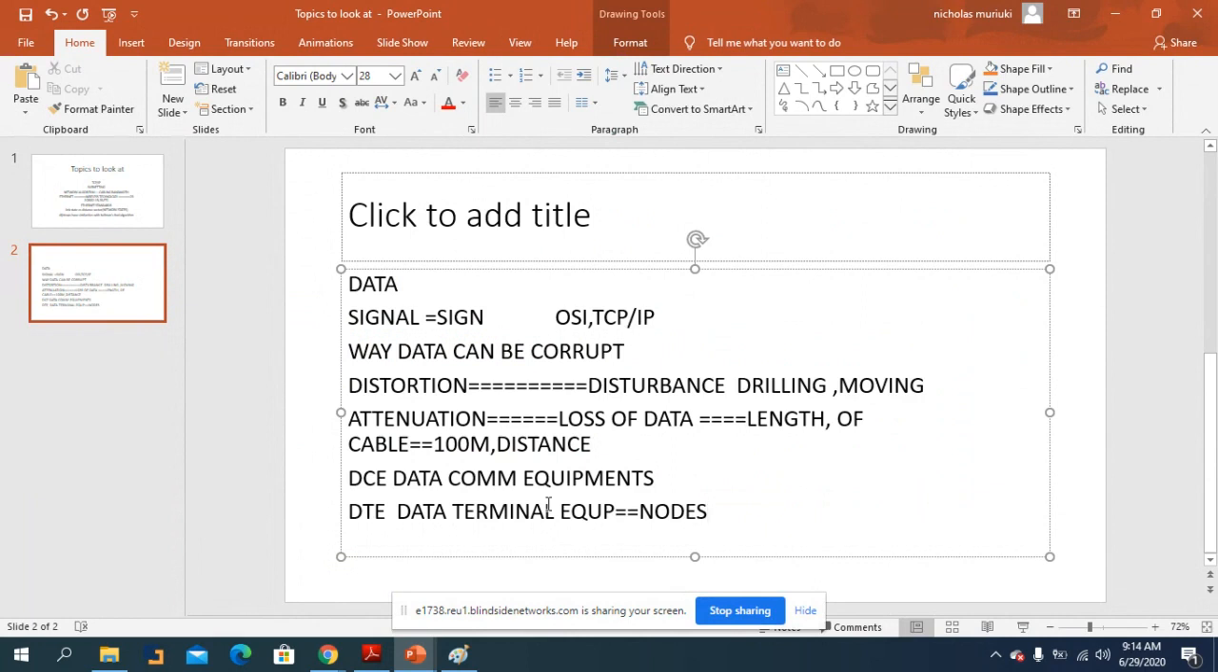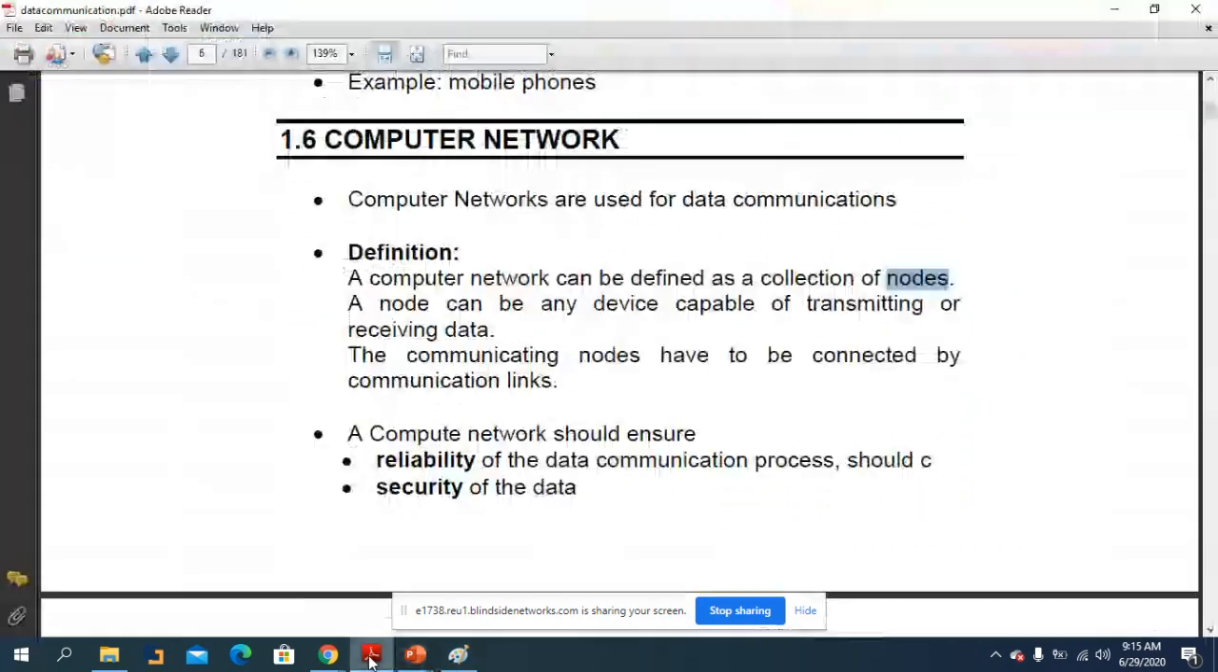Data communication equipment are most of the things that we use to communicate. Maybe you're using a cable, that becomes data communication equipment, which is allowing you to communicate from one point to another. So if you can understand this, we are saying a node can be any device capable of transmitting or receiving. So that can be data terminal equipment.